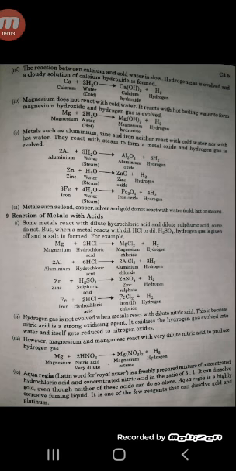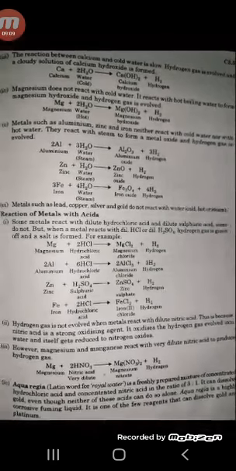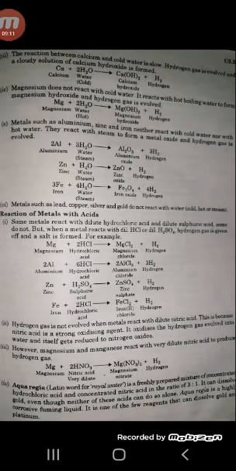Magnesium does not react with cold water. It reacts with hot boiling water to form magnesium hydroxide, and hydrogen gas is evolved. So Mg + 2H2O gives you Mg(OH)2 + H2.